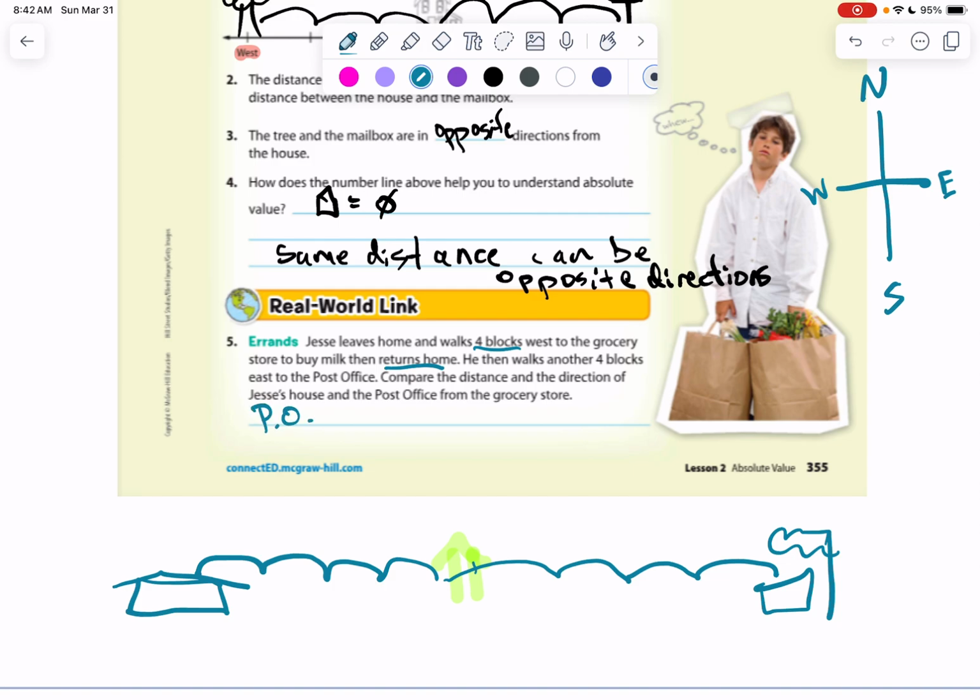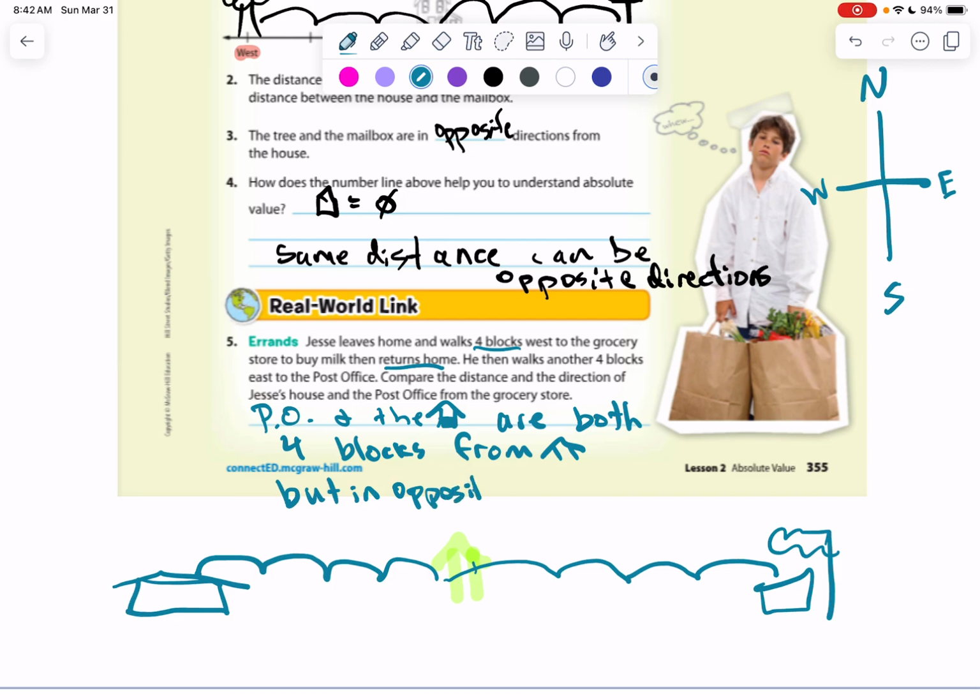The post office and the house are both 4 blocks from the house. Oh, did I say that? The post office and the grocery store. This is the grocery store, okay? They're both 4 blocks from the house, okay? But in opposite directions. Opposite directions. All right. So again, absolute value is how far, but not in what direction.